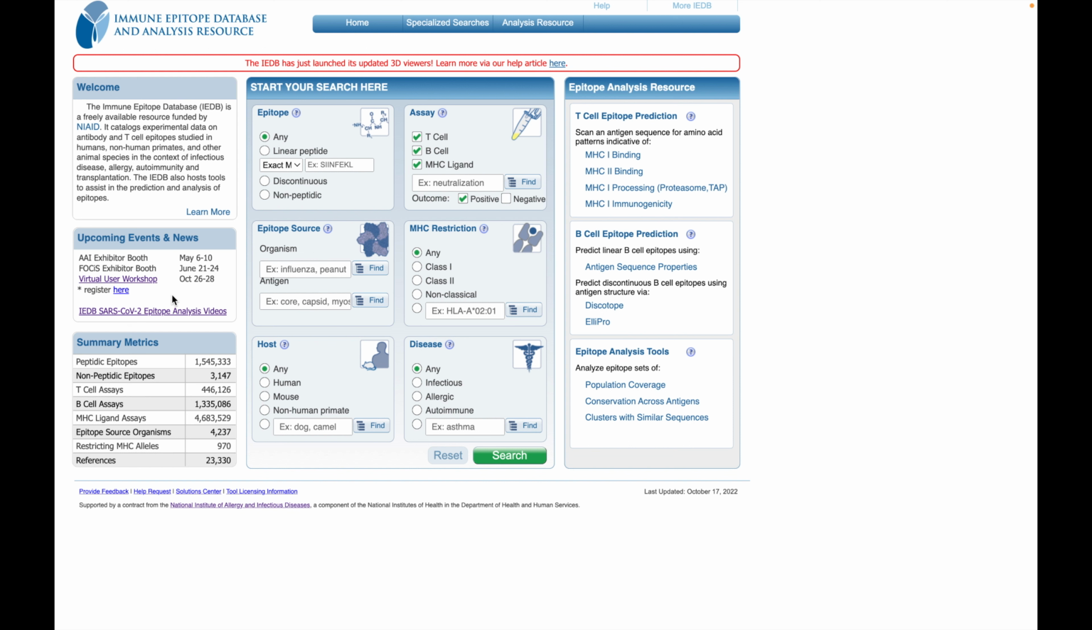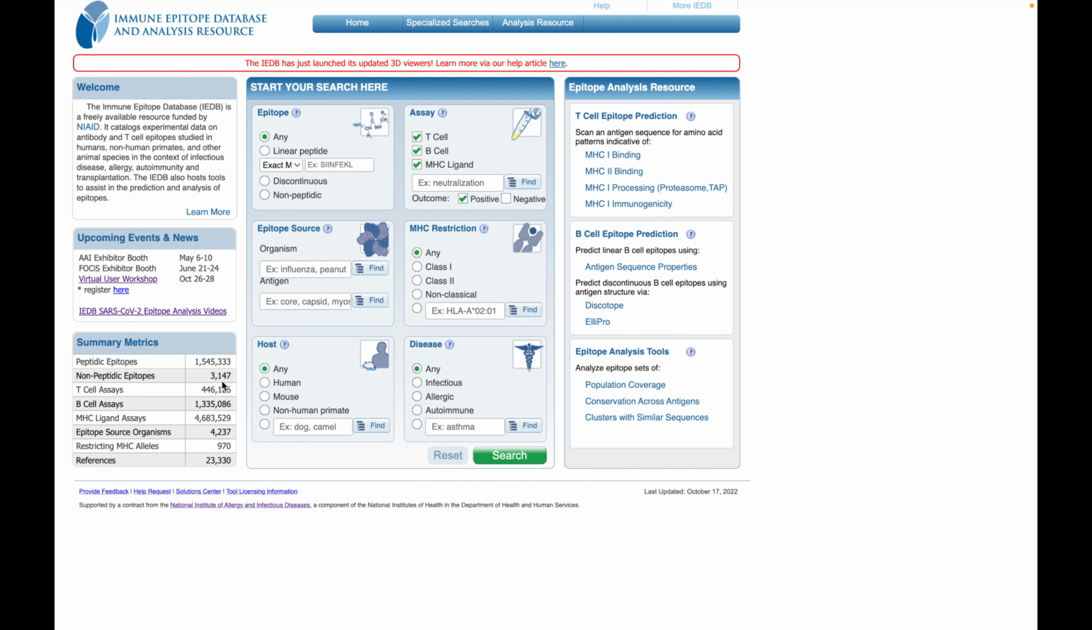You can also register for any virtual user workshop, and they also have more information on specifically how the epitope analysis for the SARS-CoV-2 database can be used for this specific organism. And then we have our summary metrics, which give you a summary of the database.